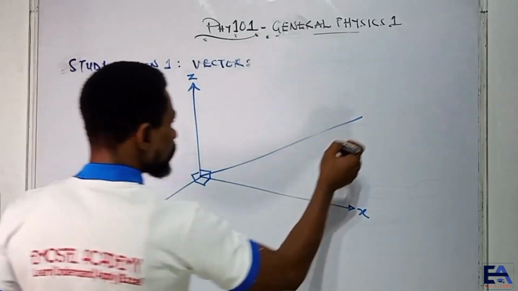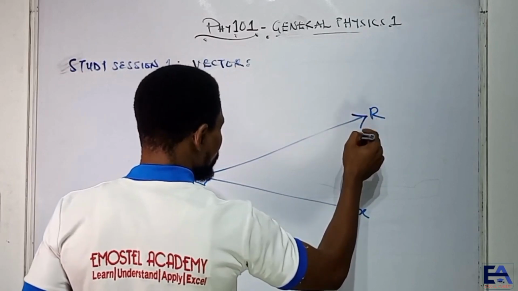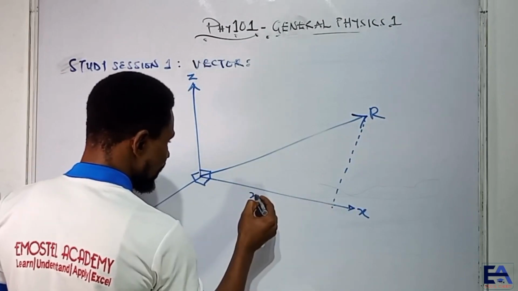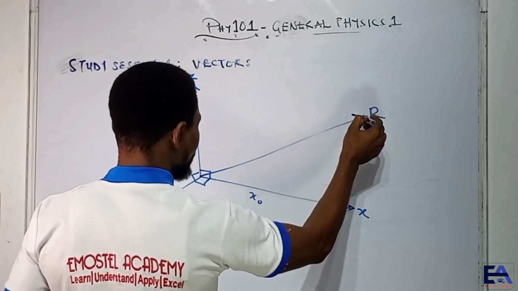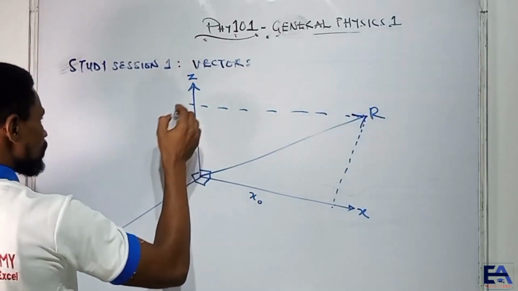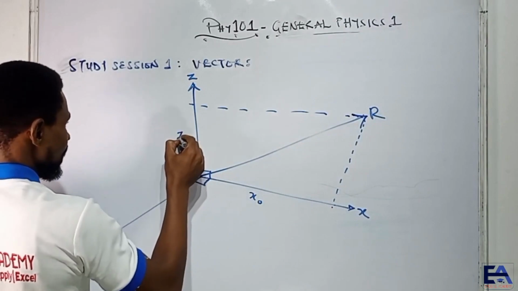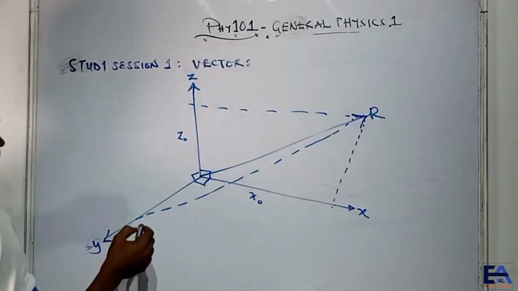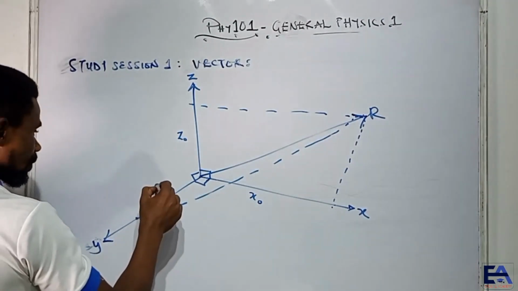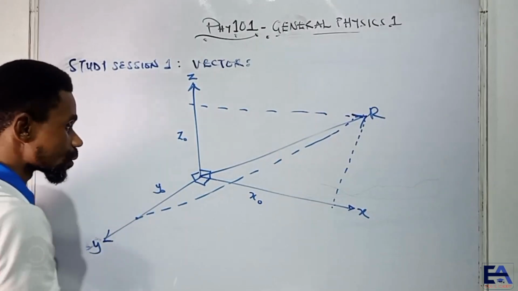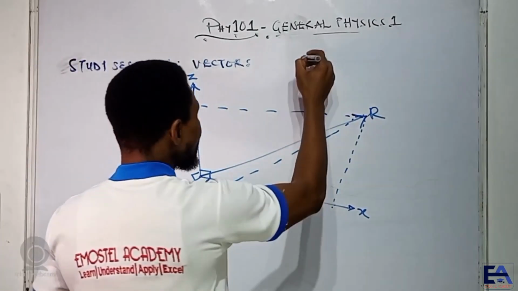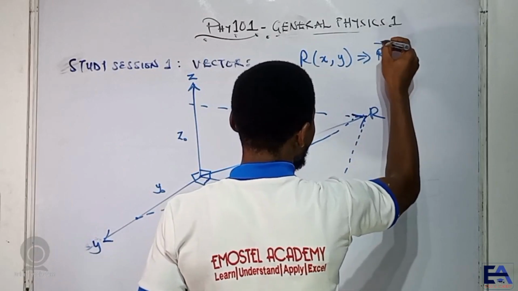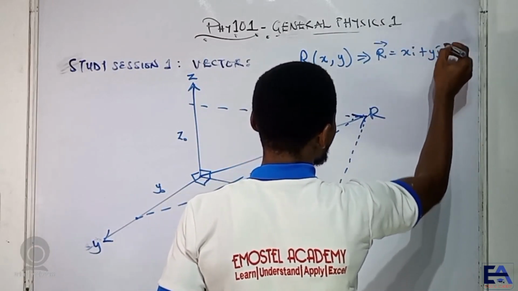Vector R. So which means if you trace this down to the x-axis, the value it gives you here stands as x. If you trace it here to the z-axis, the value it gives you from here to here stands as z. And then if you trace the same here to the y-axis, from here to wherever it stops, the value it gives you, let's represent that as y. Just the same way you did Rx and Ry, R is equal to xi plus yj. Right?